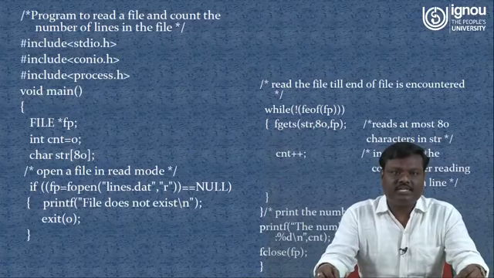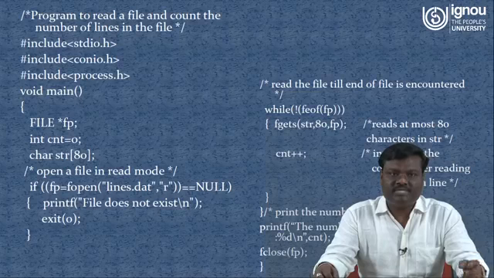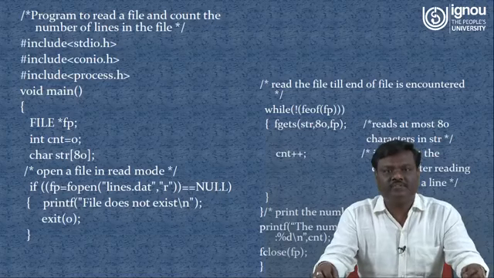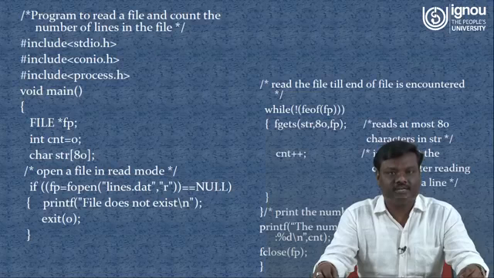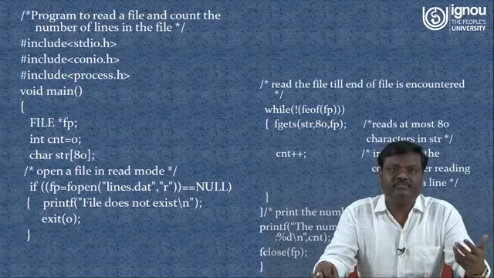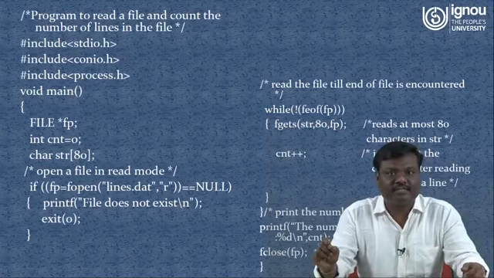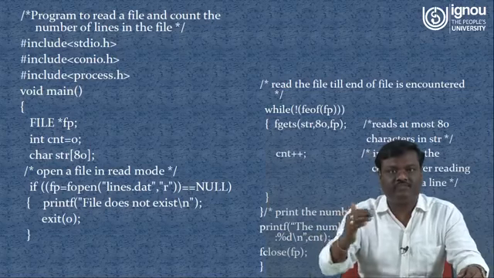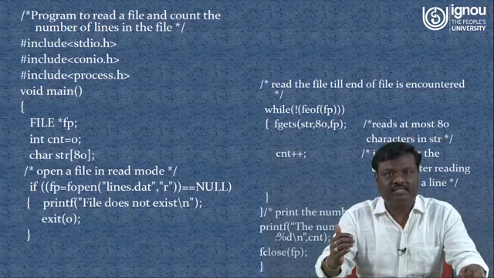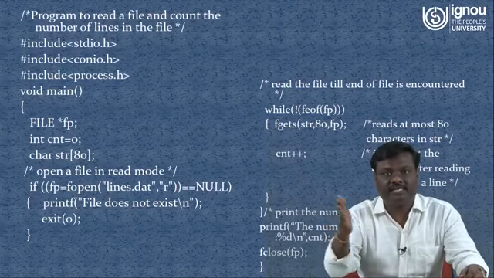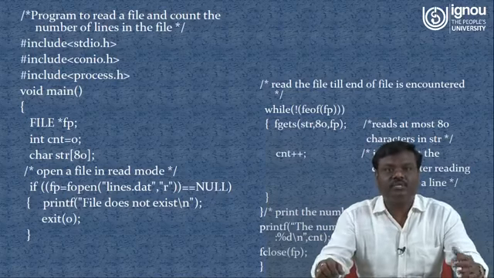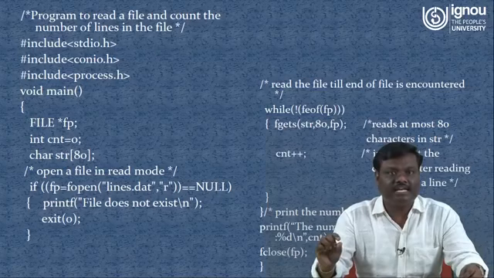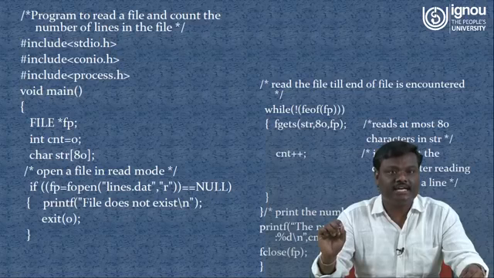So there is a demo program here. The first program is very simple. This program is to read a file and count the number of lines in the file. So what is the delimiter for a line? That is the new line character. Till then you can count it as a line. Each and every line can be captured with a delimiter, that is the end line character.